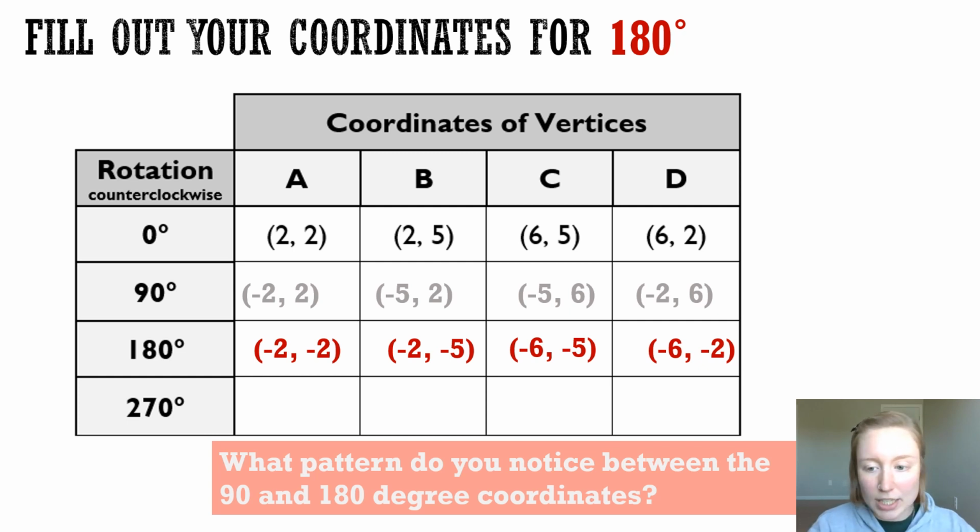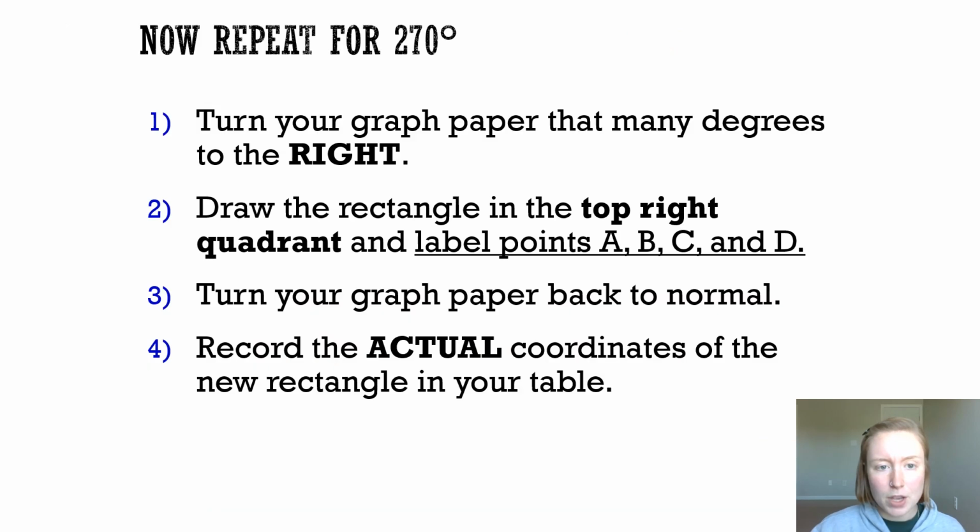Interesting thing about 180 degrees is that when we go from 0 to 180, we just make the points all negative, right? So if we started with negative points, we just change the signs on all of them and make them positive. So kind of a cool thing about 180 degrees. So let's go ahead, you do the process for 270. You're going to turn your graph 270, or 3/4 turns, to the right. Draw the rectangle in the new top right quadrant, and label the A, B, C, D points with 3 prime points now. Turn your graph paper back to normal and record the actual coordinates with the top at the top in your table. So pause because it's going to take you a minute to do that.